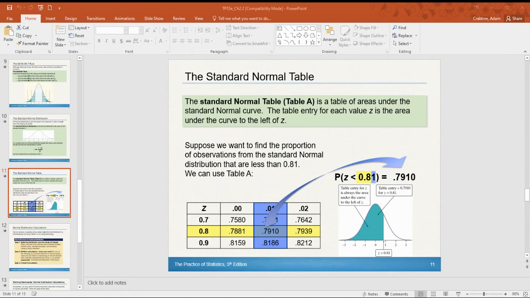For your upper bound, you're going to type in 0.81 because that's what I want Z to be less than. So I want everything up to 0.81. So I'm going to type in 0.81.